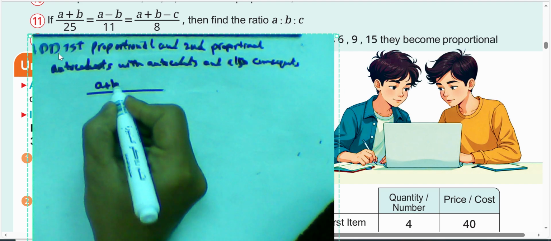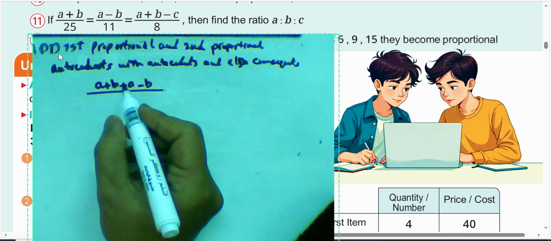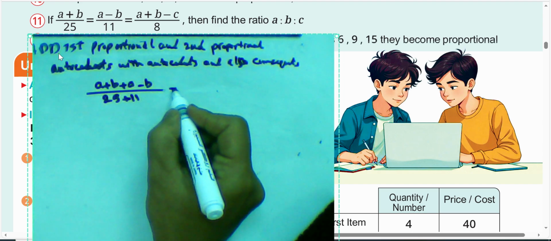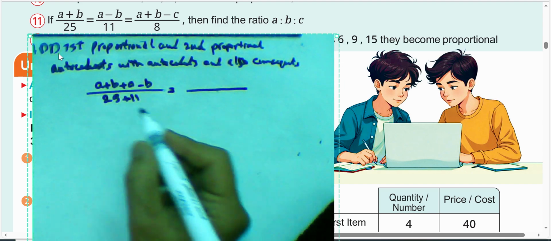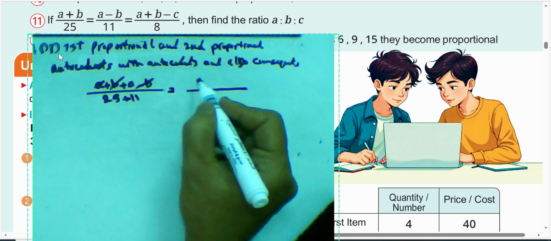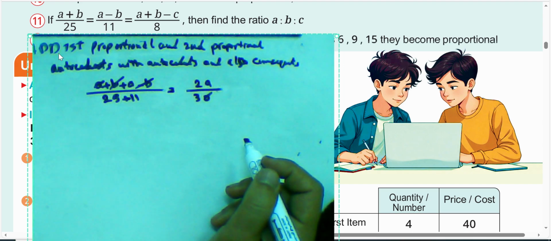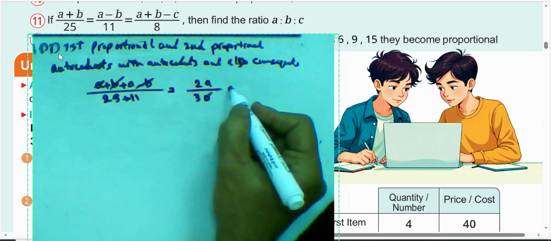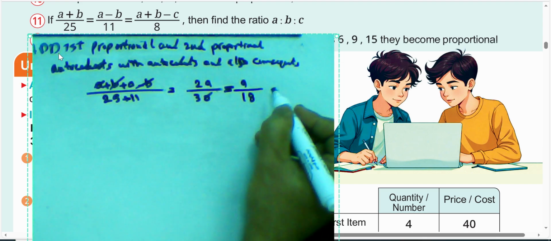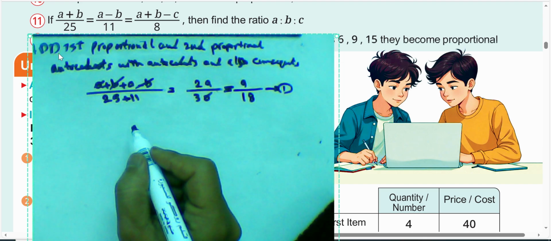Then we have A plus B plus A minus B over 25 plus 11. We can cancel B by B, then A plus A equal to 2A, and the result will be 36. We can simplify, 36 divided by 2 equal 18. It's relation number 1. And what about B?